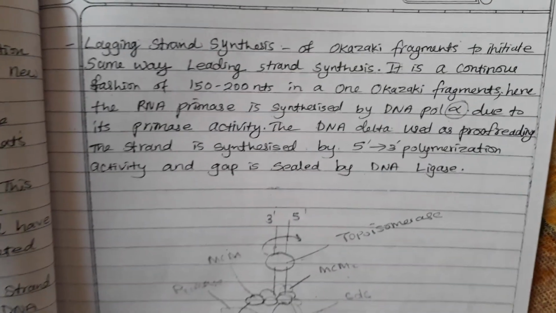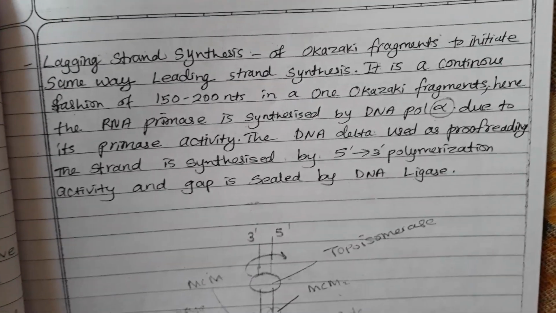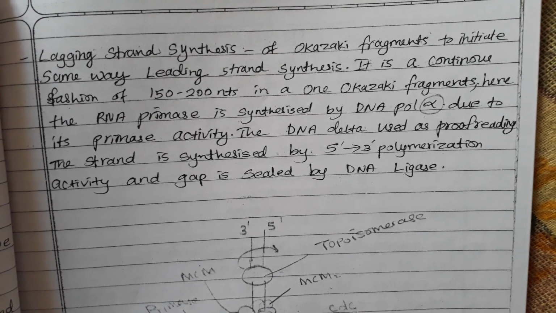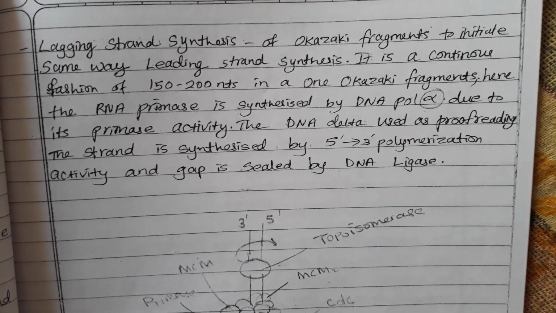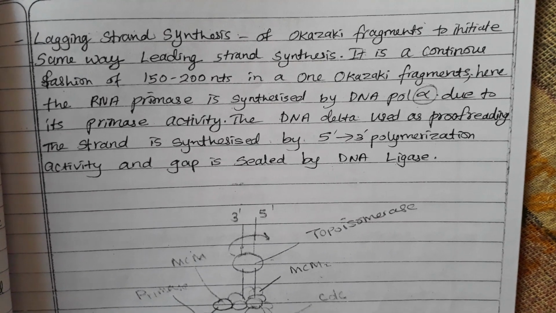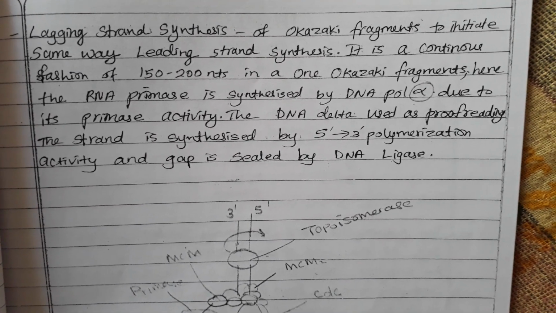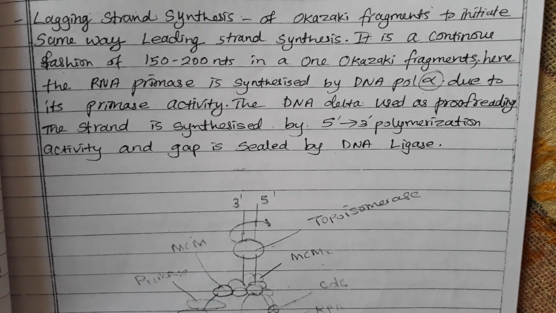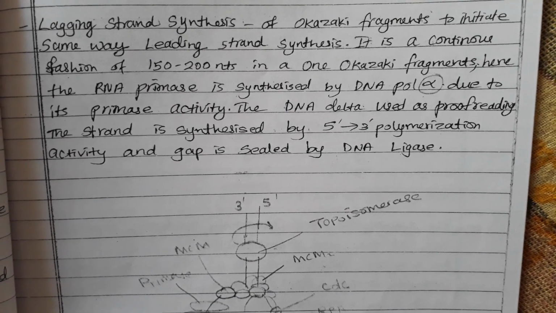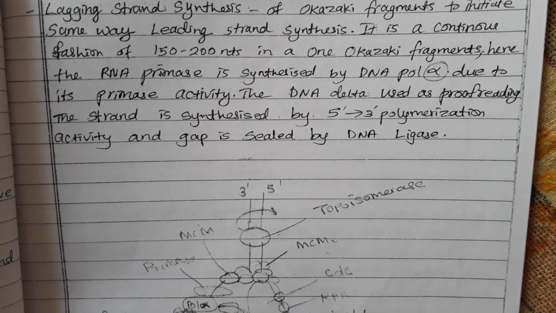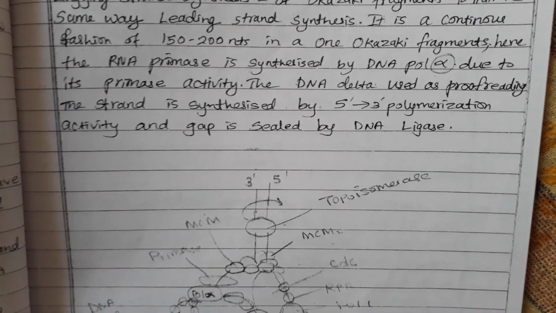Looking at the lagging strand synthesis, the synthesis of the Okazaki fragments is initiated the same way as the leading strand synthesis. Now, it is in a continuous fashion with 150 to 200 nucleotides in one Okazaki fragment. Here, the RNA primer is synthesized by DNA polymerase alpha due to its primase activity. Now, DNA polymerase delta is used for proofreading, the strand is synthesized by 5 to 3 polymerization activity and the gap is sealed by the DNA ligase.